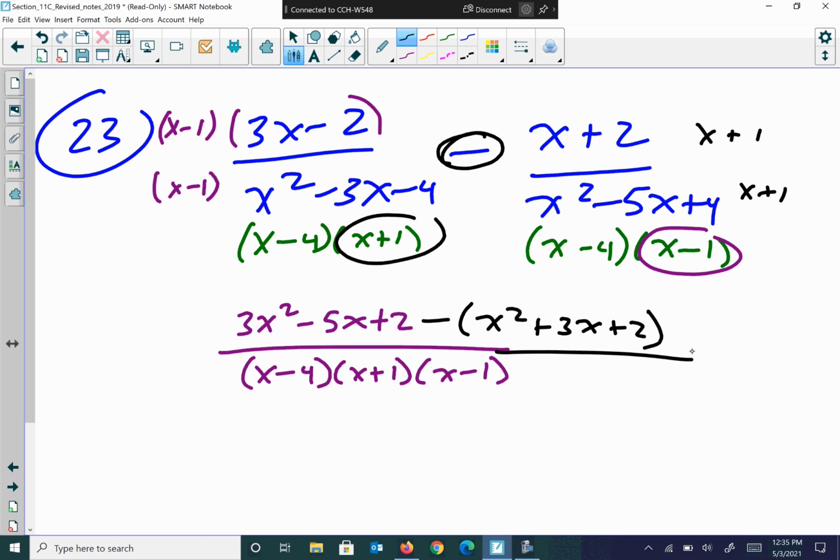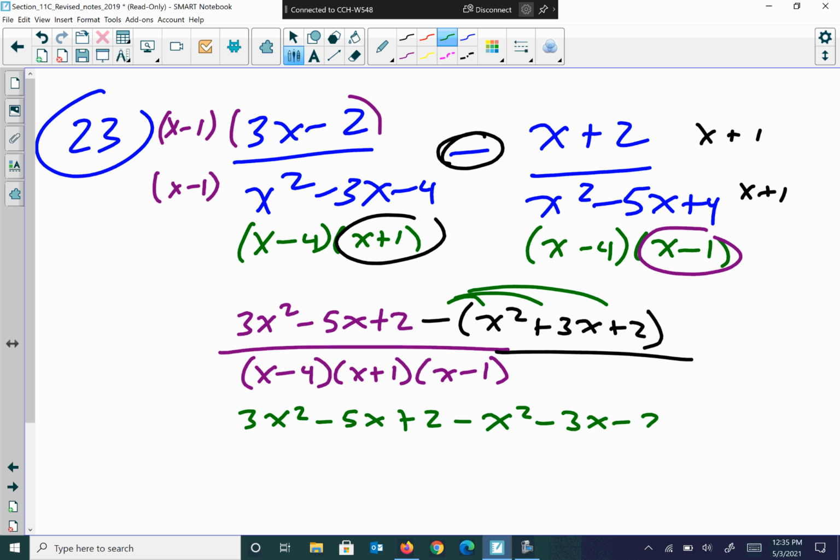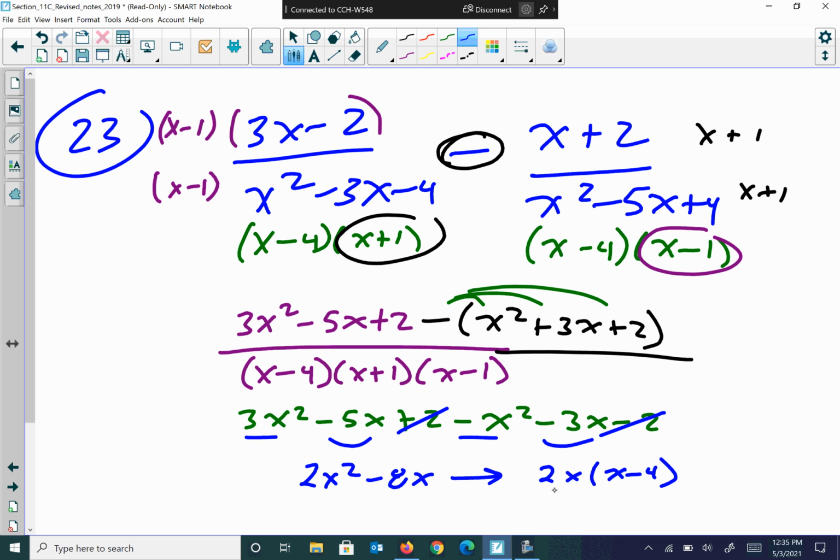And the reason I have the subtraction and then the parentheses is make sure you distribute the negative over the parentheses and then combine like terms. So I know what my denominator is, so I'm just going to focus on the top. And we're going to combine like terms. So 3x squareds combine. So that's going to be 2x squared. And then minus 8x. And the 2's cancel each other out. So this is going to factor to 2x, x minus 4.